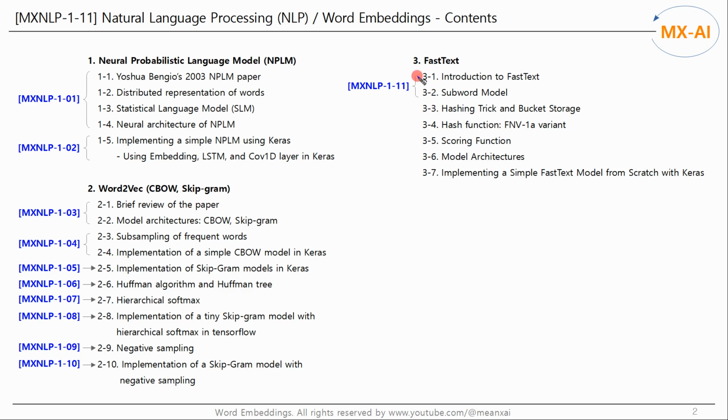So far, we've explored FastText's subword model. In the next lecture, we'll explore hashing tricks and hash-based storage used to store subword vectors.